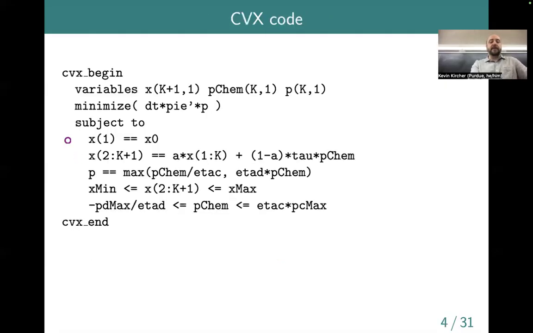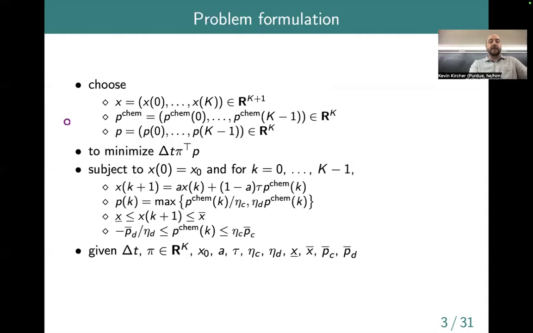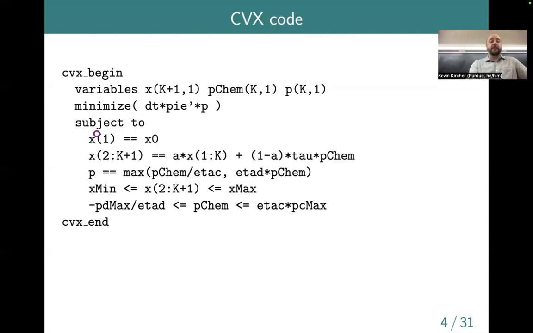Okay, so what this looks like in CVX, we're pretty much literally transcribing this statement into the CVX code. So here, we're going to start by spelling out the variables. We say variables x, and we specify the dimension of this. So this would be k plus 1 by 1. So this says that x is a column vector with k plus 1 elements in it. Pchem here is another column vector, but with k elements, and then P, the electric power, again a k-dimensional vector.